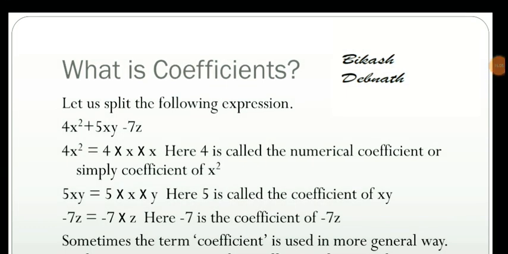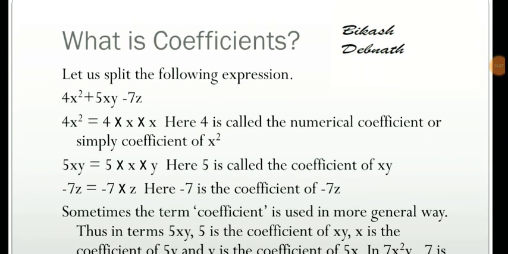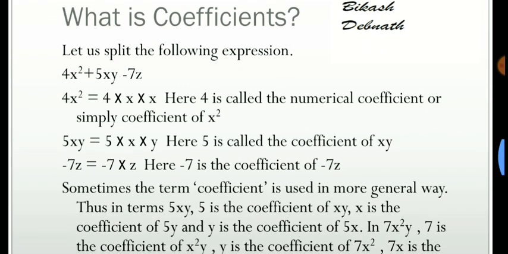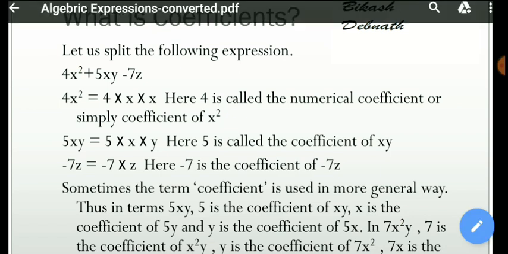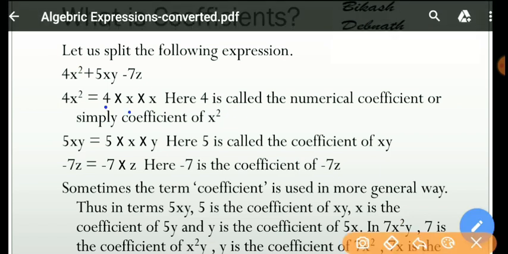So the coefficient, let us split the following expression. Okay, now we are going to split this expression: 4x square plus 5xy minus 7z. You can see, 4x square is basically 4 multiplied by x multiplied by x. Am I right? 4 times x times x. Hence 4 is called the numerical coefficient or simply coefficient of x square.